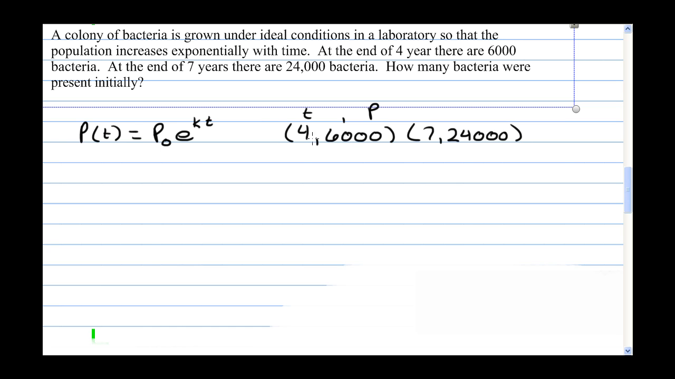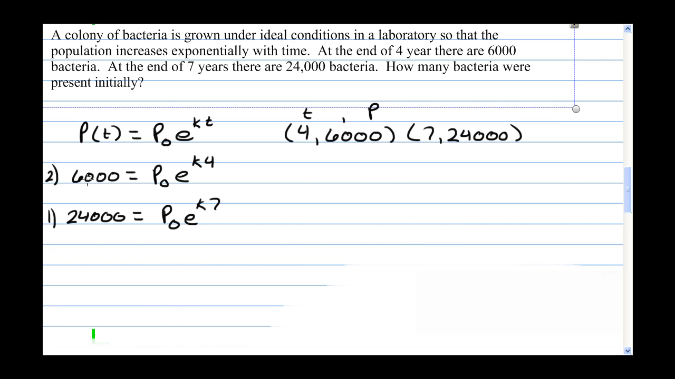So we're going to plug in the first point. We have 6,000 equals P naught e to the k times 4, and we have 24,000 equals P naught e to the k times 7. Well, it's okay to subtract equations and add equations, and you can divide equations. So if I take the second equation divided by the first equation, I want to do that because I don't want to work with fractions. I want to work with nice whole numbers.